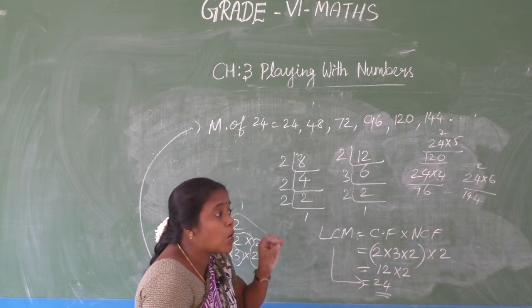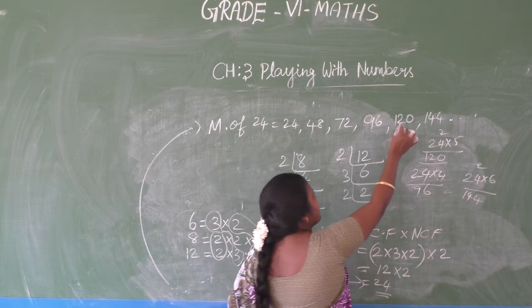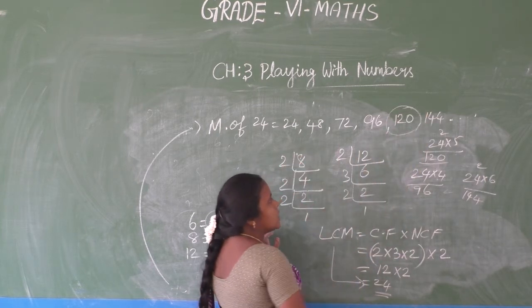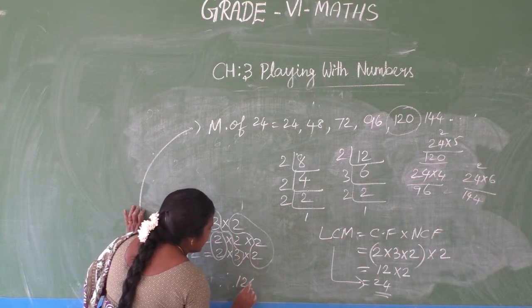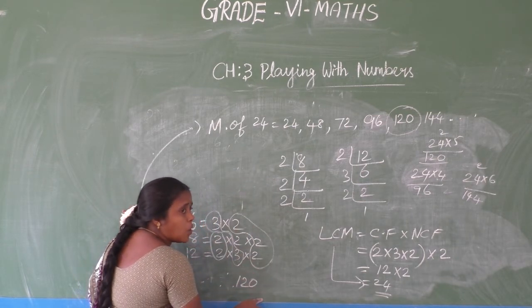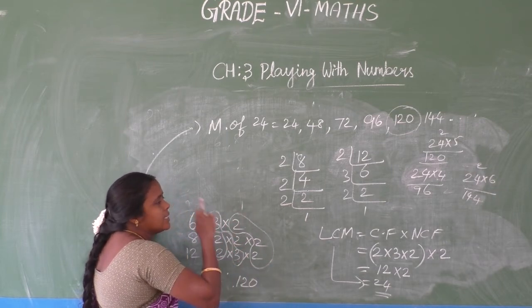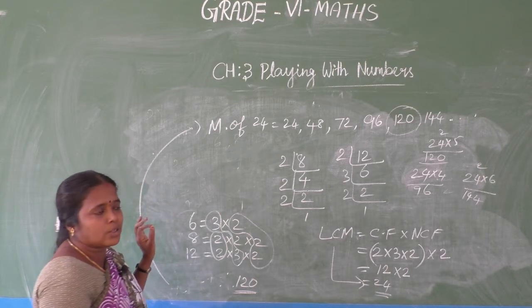In that, which is the smallest 3-digit number? Here, this is the first 3-digit number, starting up from these 2-digit numbers only. So 120 is the required smallest 3-digit number which is exactly divisible by 6, 8 and 12. So 120 is the answer for this question.